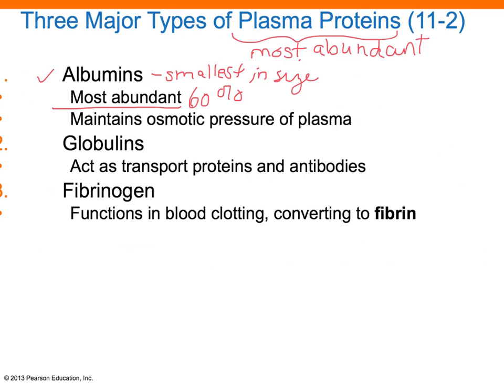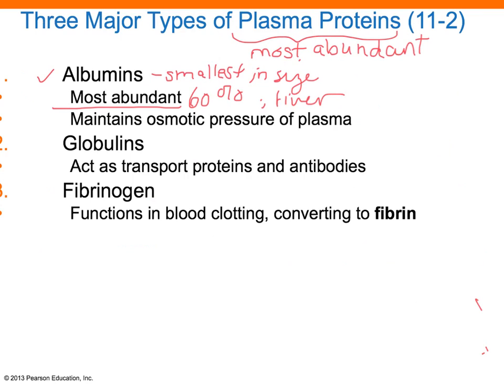These are made in the liver, and they're very plentiful, and albumins are an important determinant of the osmotic pressure of the plasma, and that's because they are so plentiful.